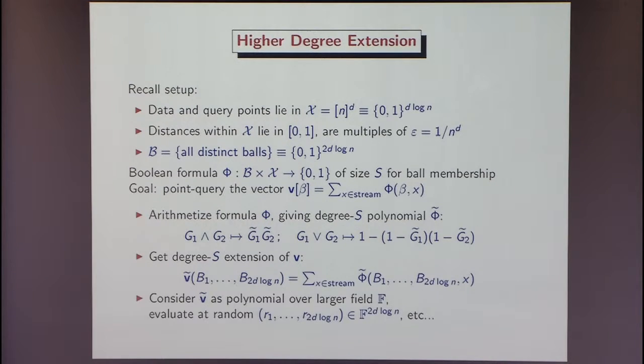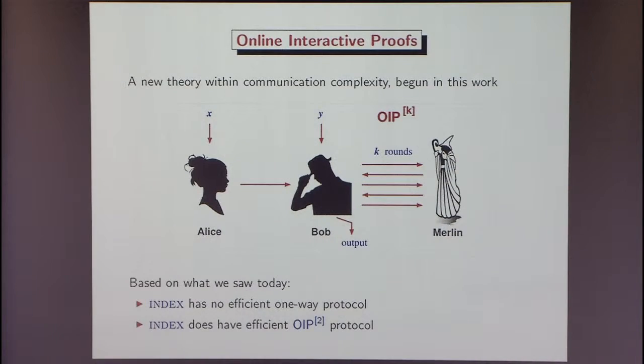Okay, so that's all I wanted to say about that. Let me end with two quick points. I guess I have a couple of minutes since I started late. This connects to the theory of communication complexity in the usual way, which is that data stream lower bounds usually come from communication complexity lower bounds.